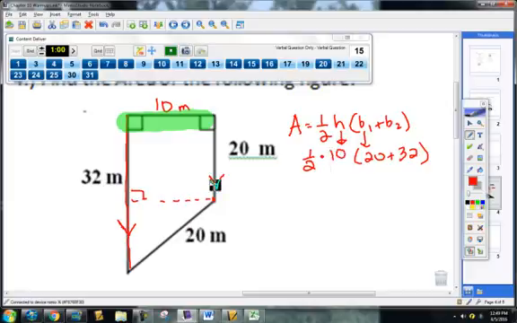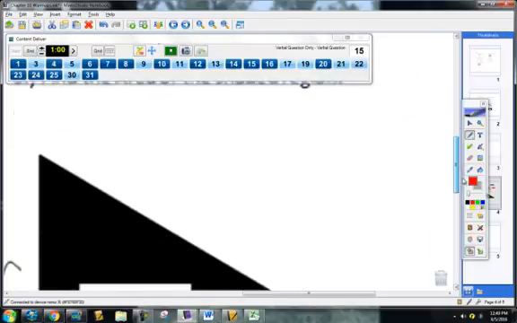So now, all you'd have to do is plug in 10 and evaluate it. 1/2 times 10, parenthesis, all that. I think you end up getting 260, but I'm not going to worry about that right now. We're going to go on and do another one.